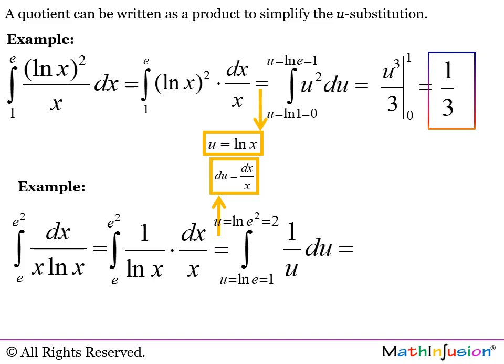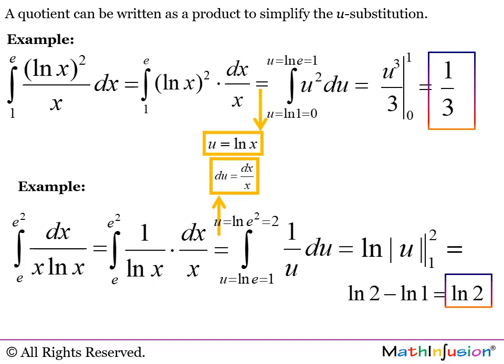And I get the integral of 1 over u du, and the limits of integration now are limits of the u. So when x equals e, we get u equals ln of e, which is 1. And when x equals e to the power of 2, the u is ln of e to the power of 2, which is 2. The antiderivative of 1 over u is ln of u in absolute value. So we get ln of 2 minus ln of 1, which equals ln of 2, because ln of 1 equals 0.